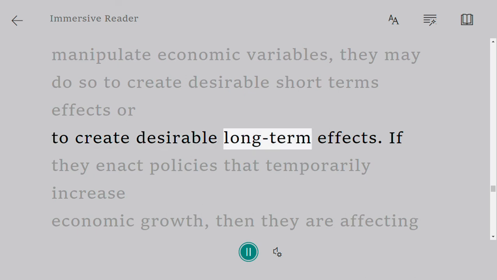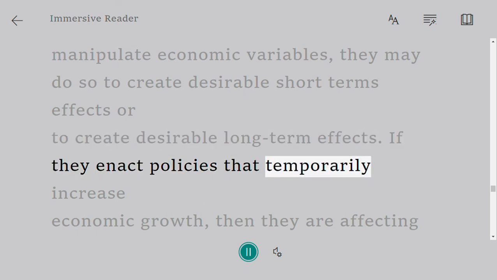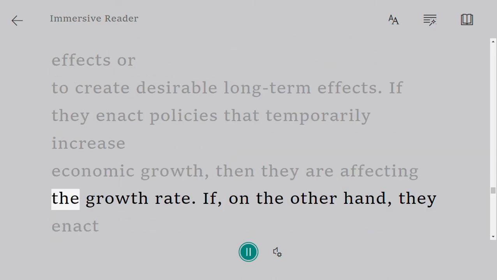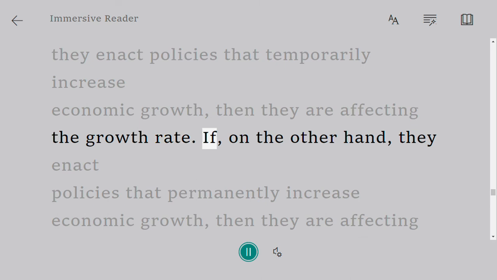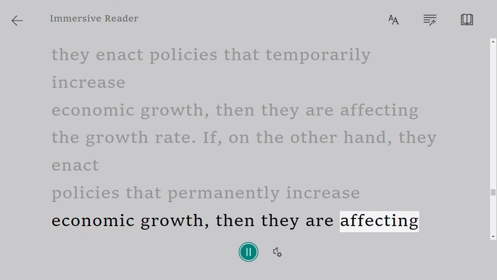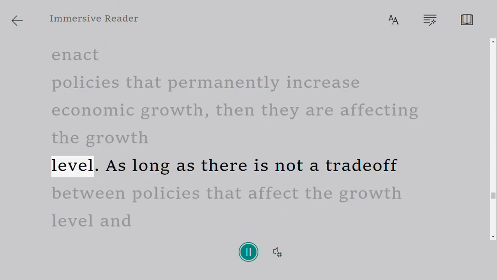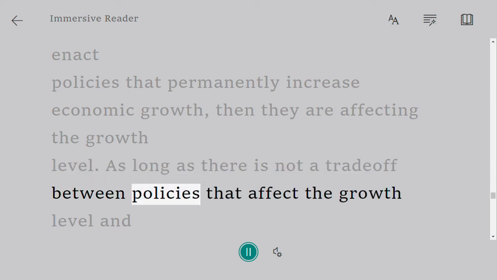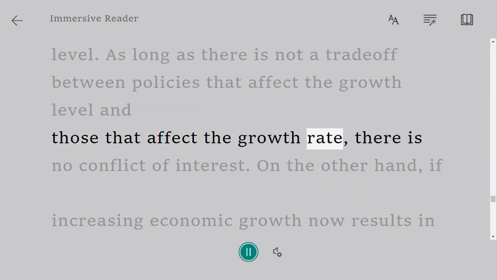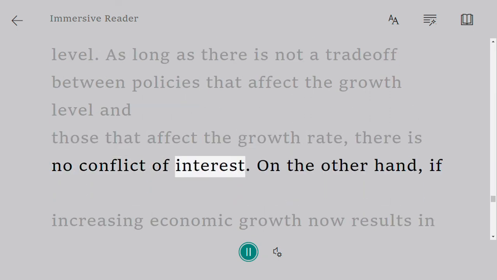When politicians manipulate economic variables, they may do so to create desirable short-term effects or to create desirable long-term effects. If they enact policies that temporarily increase economic growth, then they are affecting the growth rate. If, on the other hand, they enact policies that permanently increase economic growth, then they are affecting the growth level. As long as there is not a trade-off between policies that affect the growth level and those that affect the growth rate, there is no conflict of interest.